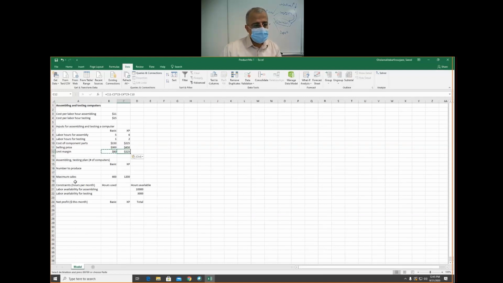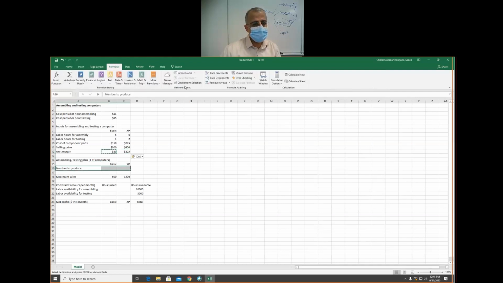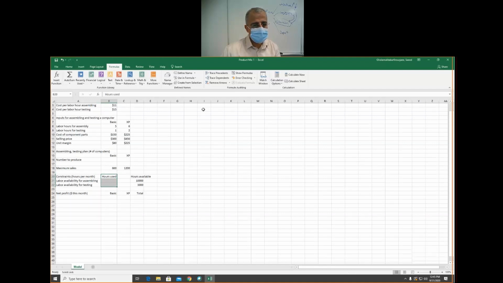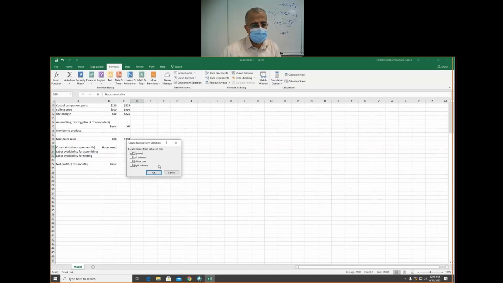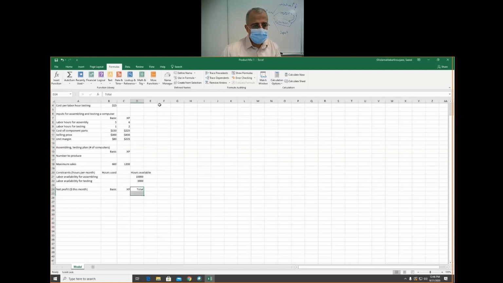Control V. Here's the numbers to produce. We can define it as a range. We select it and go to the formula, create from selection. Left column is going to be the name of this variable, maximum sales. The next variable, hours used. We highlight this part, and then create a variable from that, hours available. Total is the objective variable.